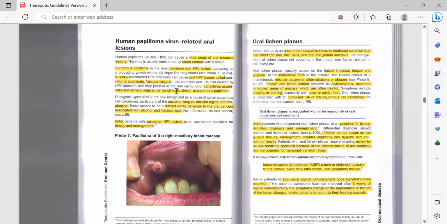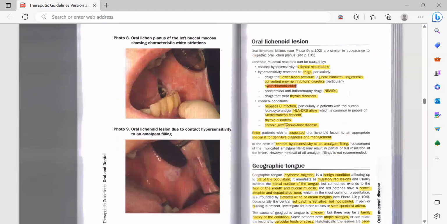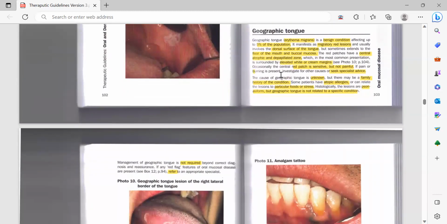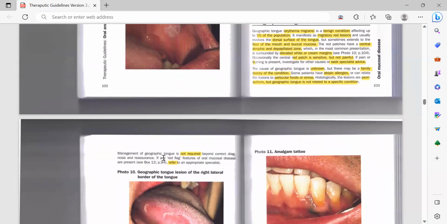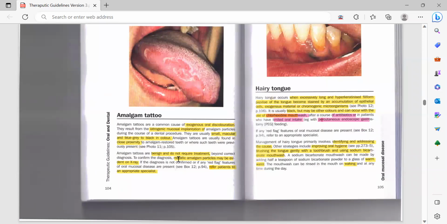Human papilloma virus, referral to the specialist. Oral lichen planus, referral, because all of them, even the oral lichenoid lesions, can increase the risk of getting oral cancer. So refer them to get the biopsy done and for completing the investigation. But for geographic tongue, there is no management of that, you just need to give reassurance. But if there are any red flag features, then you need to refer. Same for amalgam tattoo. There is no treatment required for this one, but if there is any red flag feature, then you need to refer the patient.